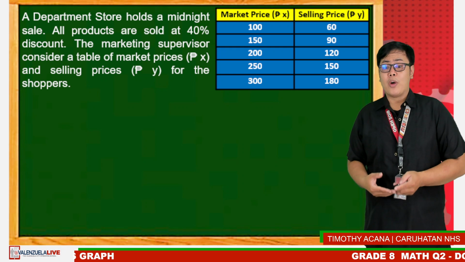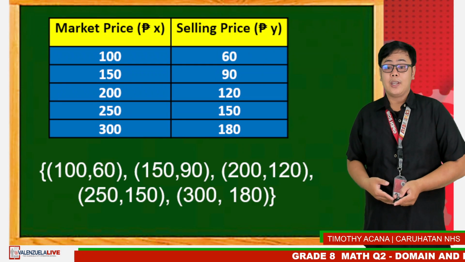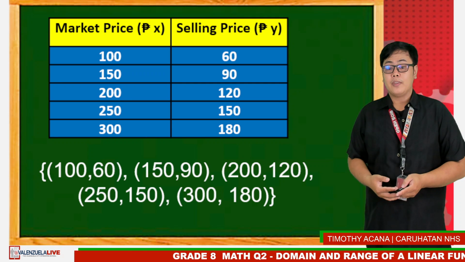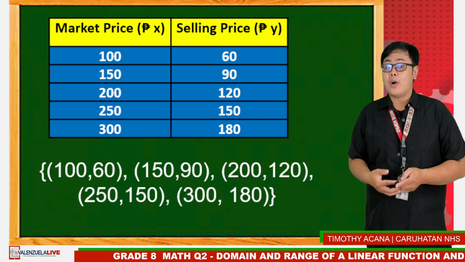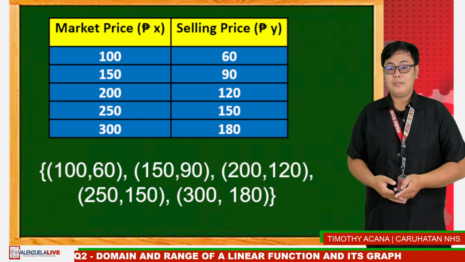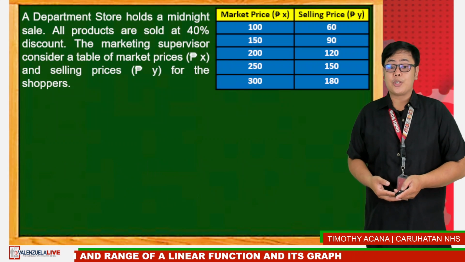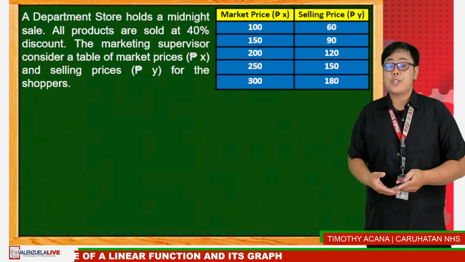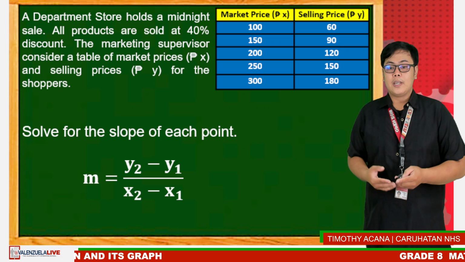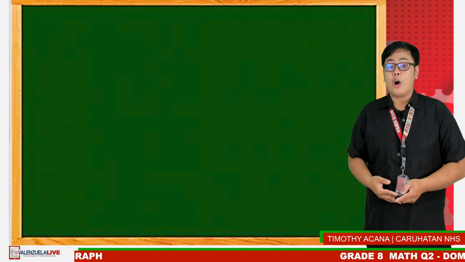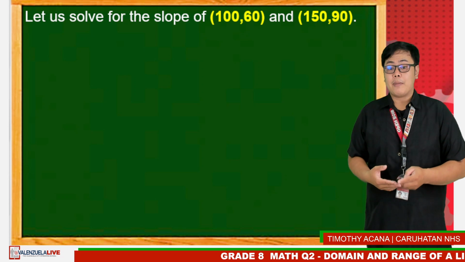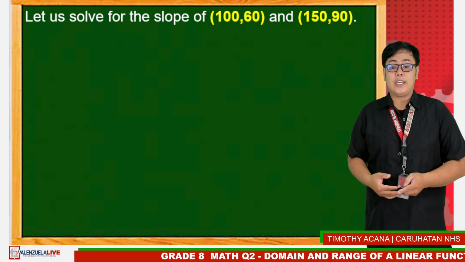So we have (100, 60), (150, 90), (200, 120), (250, 150), and (300, 150). Then, we are going to solve for the slope of each pair of points. Let us solve first for the slope of the points whose coordinates are (100, 60) and (150, 90).